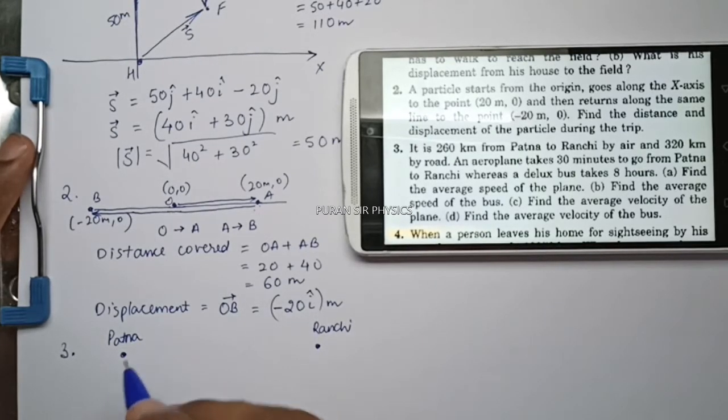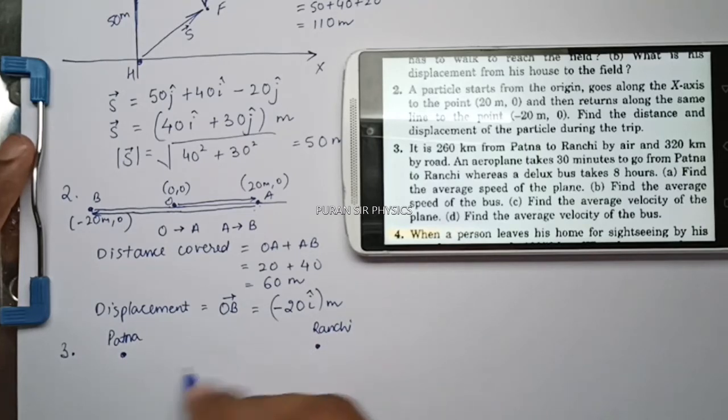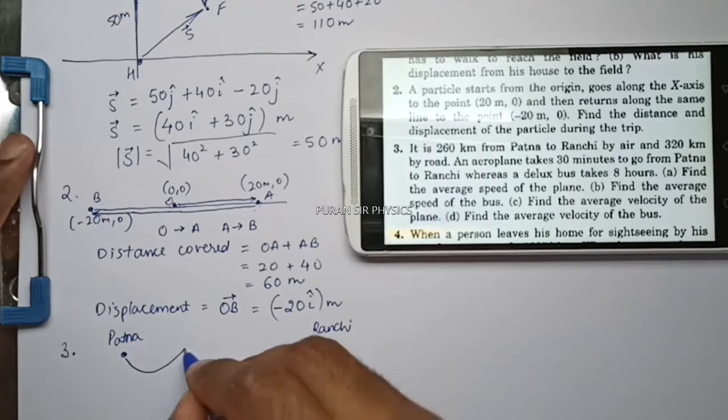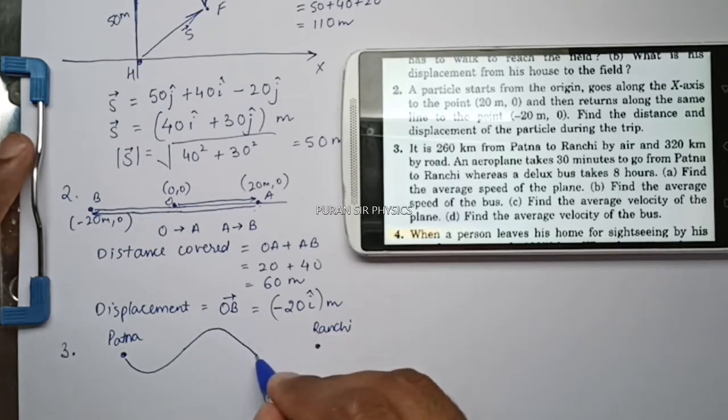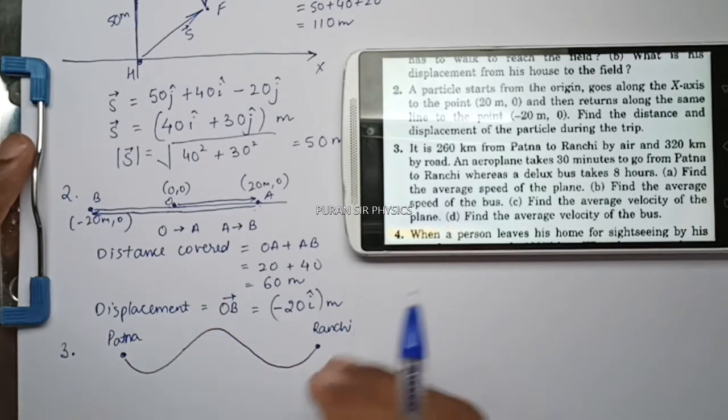तो यहाँ पे मैं एक असम्प्शन कर रहा हूँ कि प्लेन ट्रेवल्स इन अ स्ट्रेट लाइन, वो कहीं पे भी डेविएट होकर नहीं जा रहा है, it travels along a straight line. And the deluxe bus should move along the road. सो रोड आपकी कभी भी स्ट्रेट नहीं होती है, वो हमेशा कर्व्ड होती है.